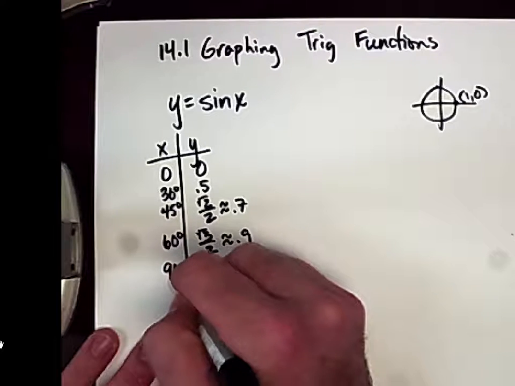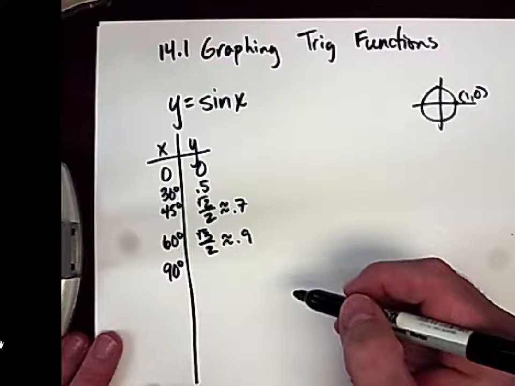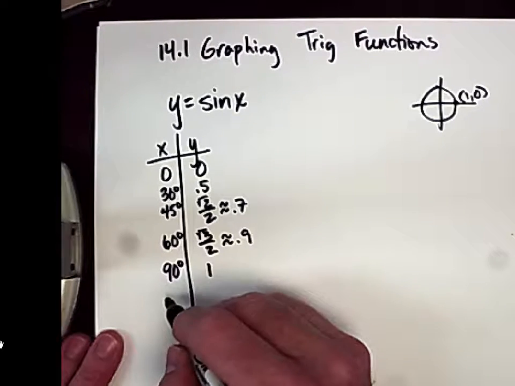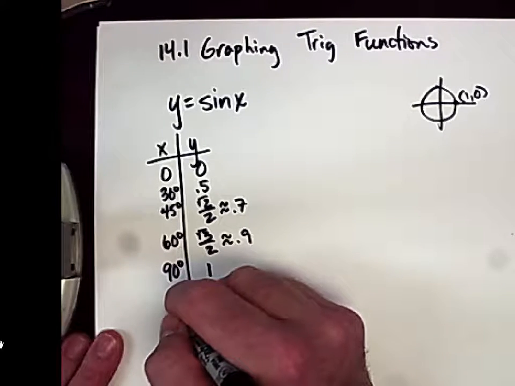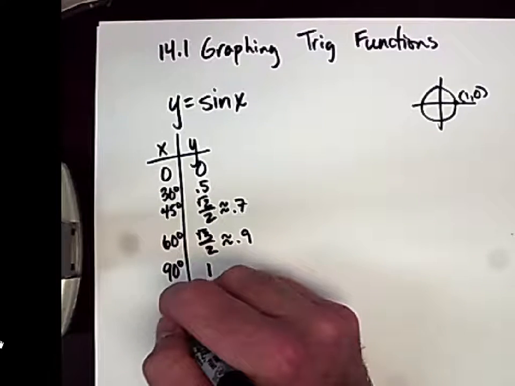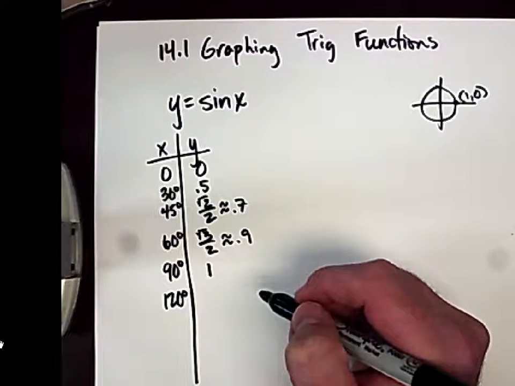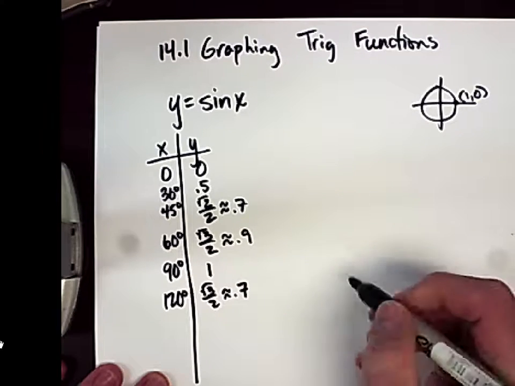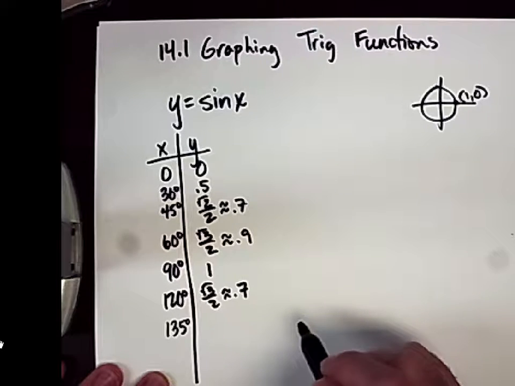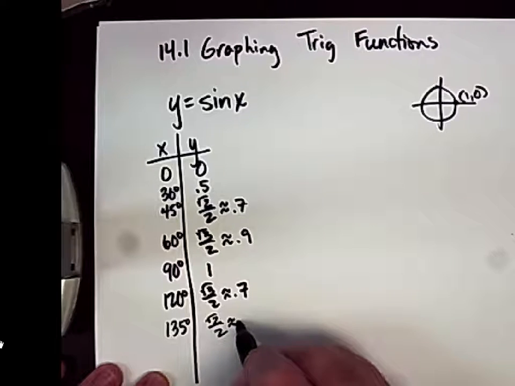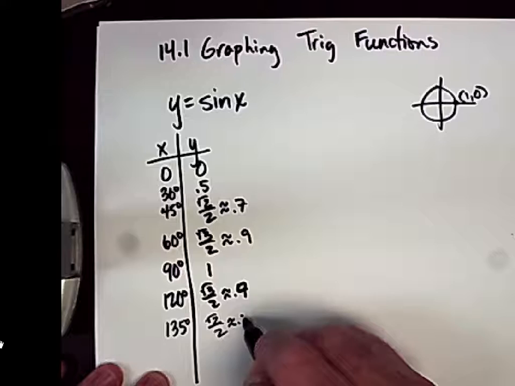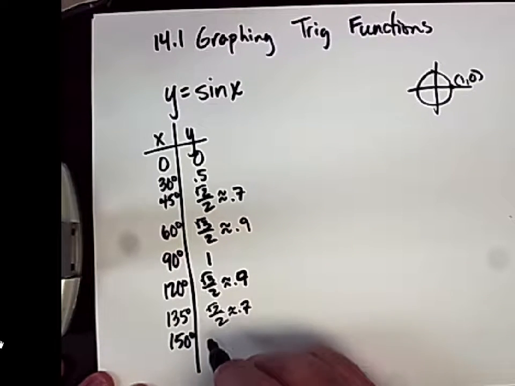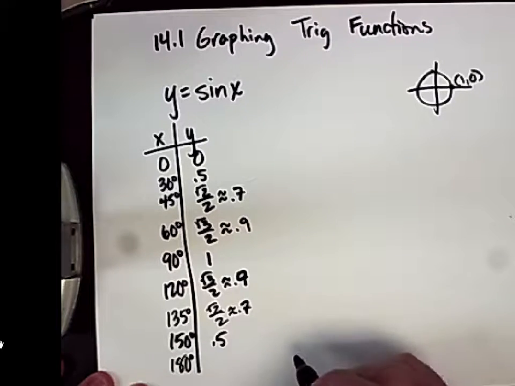Then the next thing we know is sine of 90. Sine of 90 is what? 1. Then after 90, we know 120. What's sine of 120? Square root of 3 over 2, which is 0.9, right? Next is 135. What's it? Square root of 2 over 2, which is 0.7. Then we've got 150. What's its sine? 1/2. And then we've got 180. What's its sine? 0.